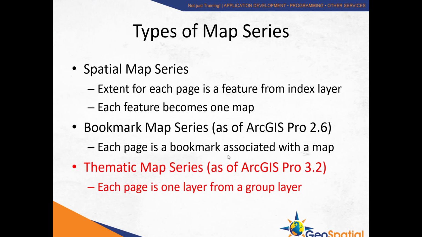We also have what are called bookmark map series. These were introduced as of ArcGIS Pro 2.6. With the bookmark map series, each page in your map series is a bookmark that was associated with a particular map. And then the subject of this video, of course, is thematic map series. These were introduced recently with ArcGIS Pro 3.2. With a thematic map series, each page in the map series is going to be one layer from a group layer. So to facilitate the creation of a thematic map series, you have to create a group layer, and then you add multiple layers to the group layer. When you create the map series, what's highlighted on each map is the content from the individual layers.